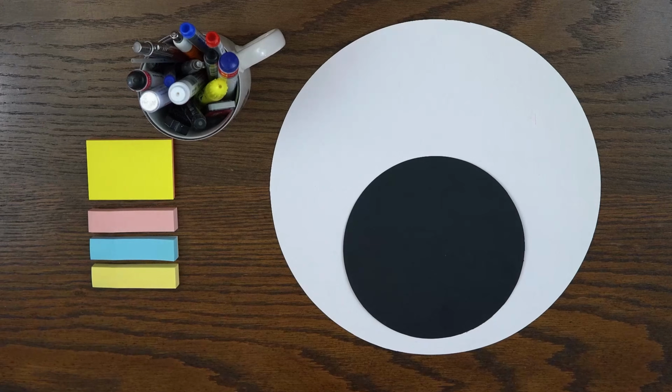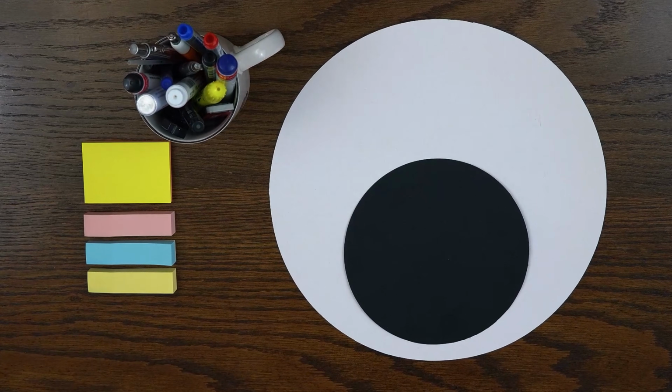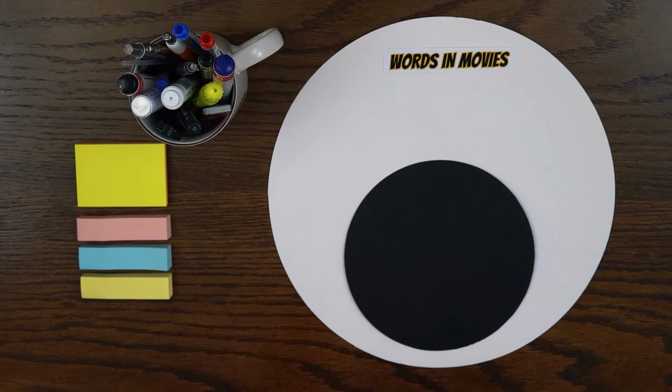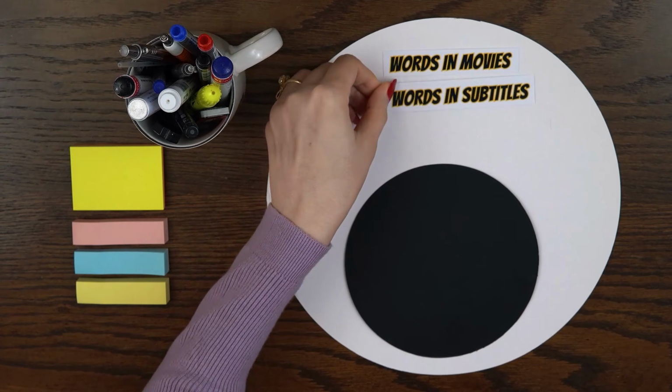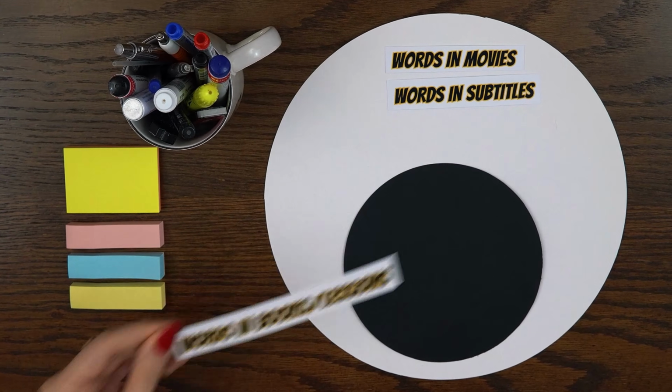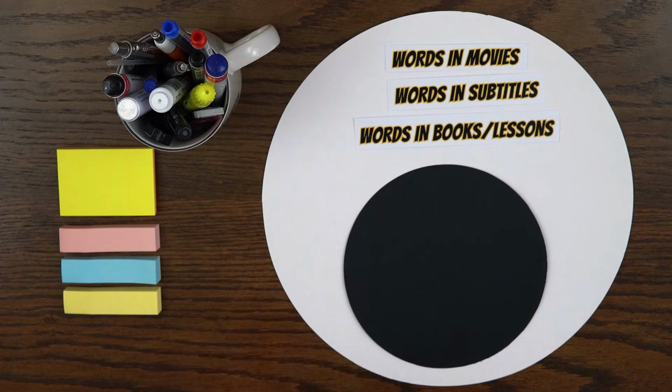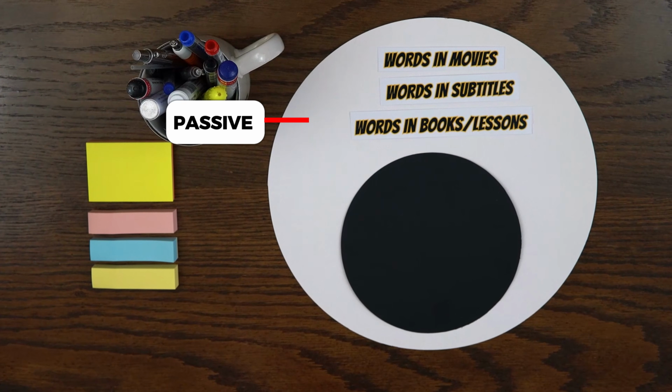Let's see why you forget English. You forget English because of these 2 circles. Let me explain. You see, this big circle is your total vocabulary: words you understand in movies, words you recognize in subtitles, words you understand in books or lessons. Generally, the words you read or listen.